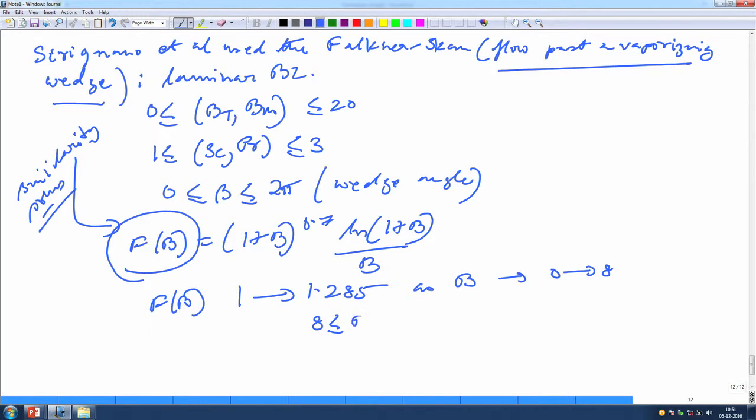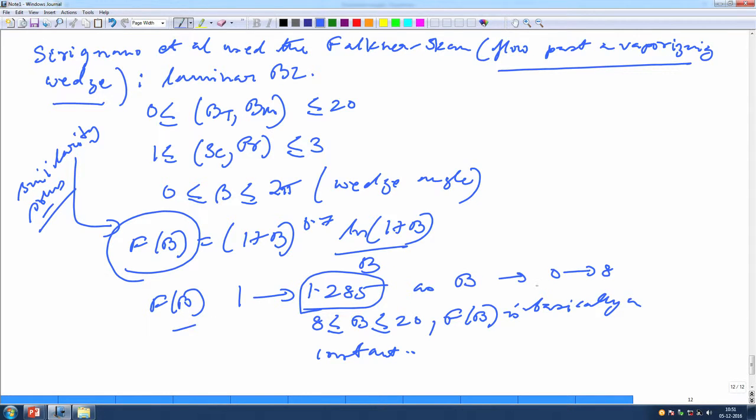And when the transfer number was within 8 to 20, this F(B) is basically a constant, it does not vary at all. This was an interesting observation. There was about a 30% change in F(B) when B increased from 0 to 8. But there is a corresponding saturation of F(B), a near constant value for the major part of B, that is from 8 to 20, it does not change at all. That was a good thing that was observed.